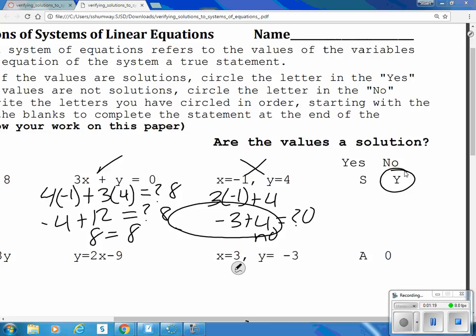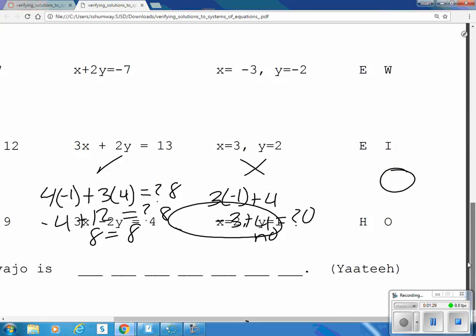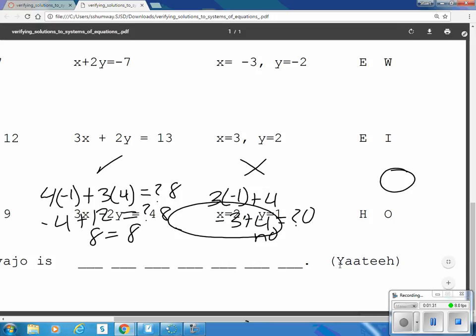And then as we go down, it should spell Yaateeh, which is Navajo for hello. And so if it does, then you can check to make sure you know how to do this. Here's what it should say, Y-A-A-T-E-E-H. If it doesn't say that, then we've got one of them wrong. We need to check there. So, and then on the computer, let's go ahead and do that.